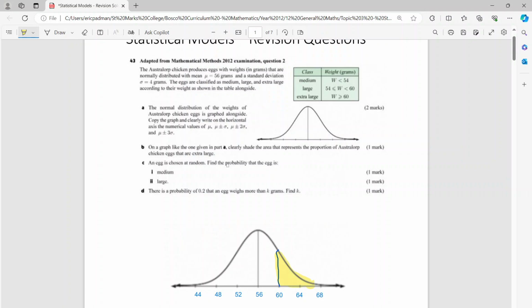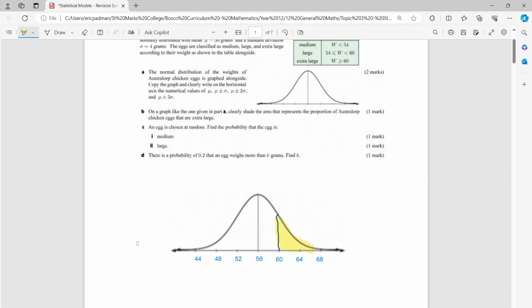Okay, an egg is chosen at random. Find the probability the egg is medium or large. Let's go medium. So we have medium is below. So we want to find the probability of X being below 54. Okay, that's medium.